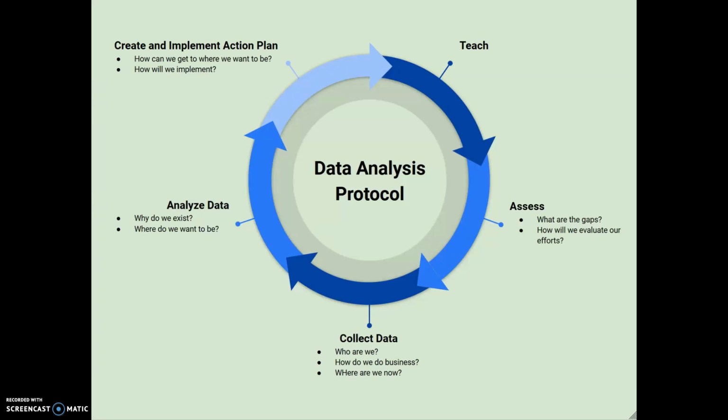During this process, we need to disaggregate the data and look at it as parts before we look at it as a whole. And then we need to use that information to create and implement an action plan. During this action plan, we can address the questions of how can we get to where we want to be and how will we implement.